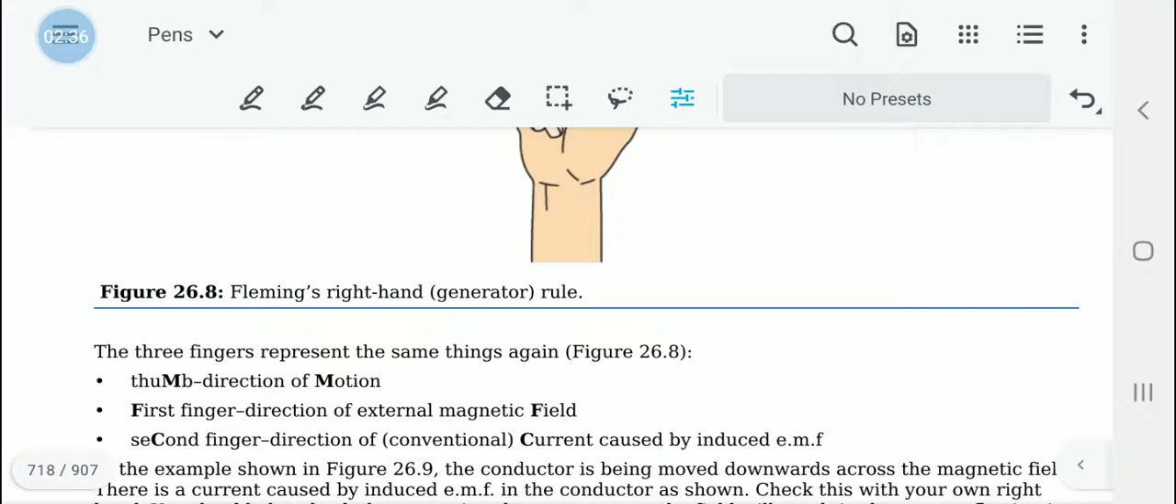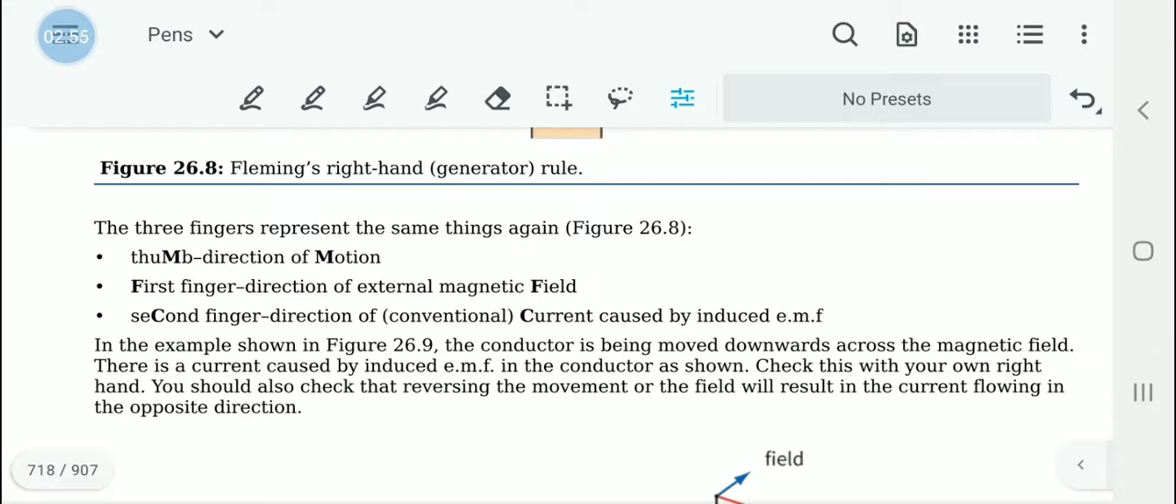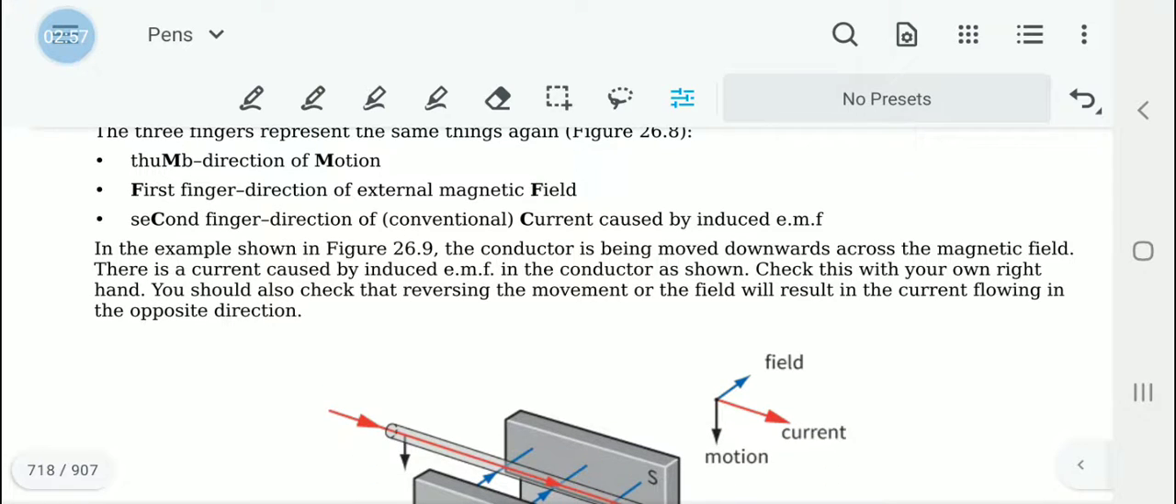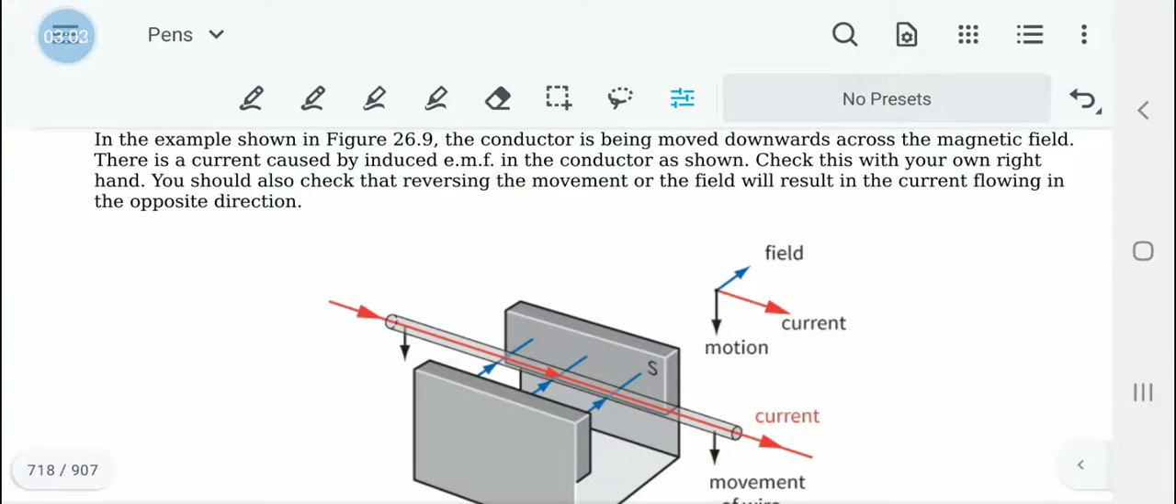Once again, the three fingers will represent the same thing. The thumb gives you the direction of the motion, and the first finger gives you the magnetic field. First F stands for magnetic field. The second finger gives you the conventional current caused by the induced EMF, and please remember that it is a conventional current, so it is talking about the positive charge movement. In this situation, a conductor is moved downward across the magnetic field, then the current is flowing in the direction given by the red arrow.